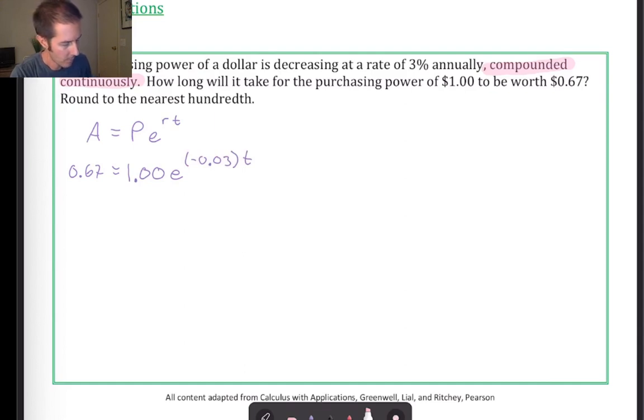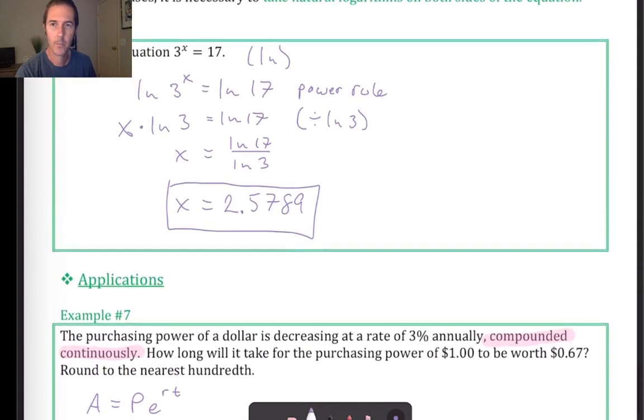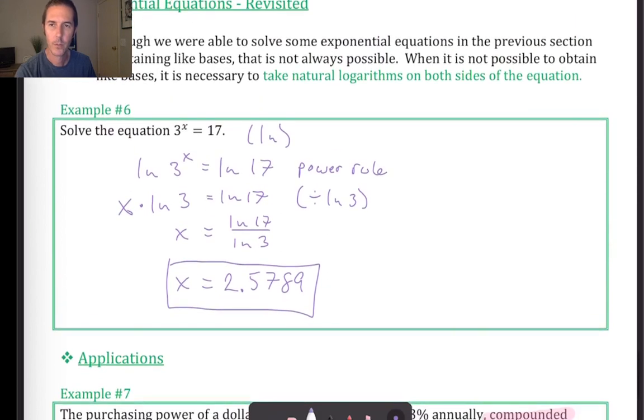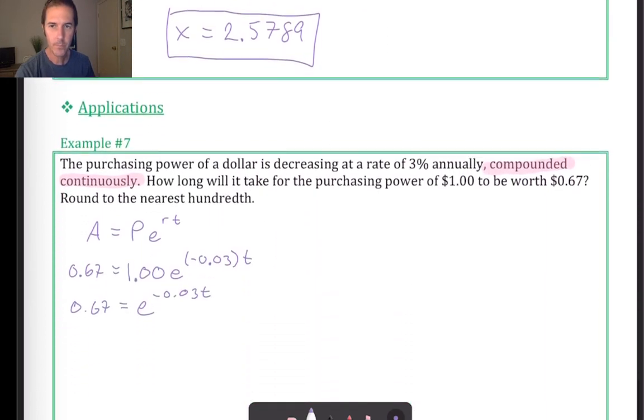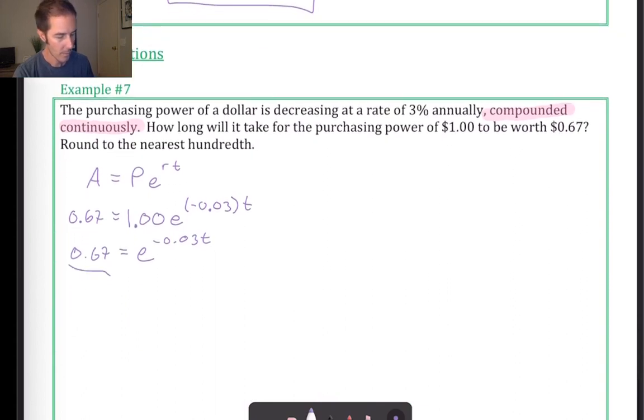So let's rewrite this as 0.67 equals e to the negative 0.03 t. This problem is extremely similar to this problem. Our variable is in the exponent position, so we have a number to a variable power equals a number. And here we have a number is equal to a number, e, in this case, being raised to a variable power. Yes, the exponent has an additional multiple in it, but we're going to use the same technique.